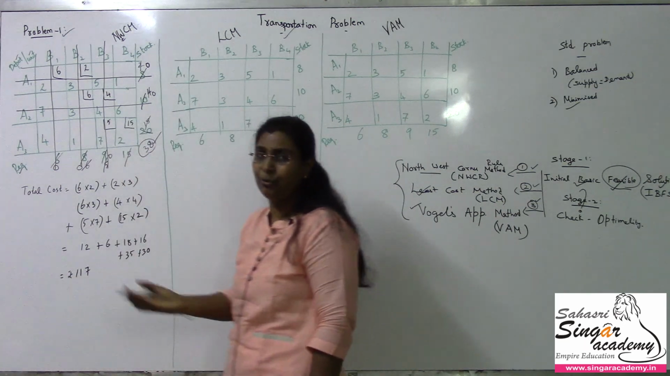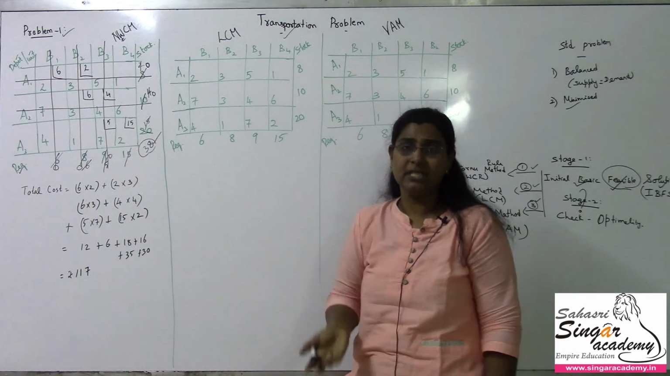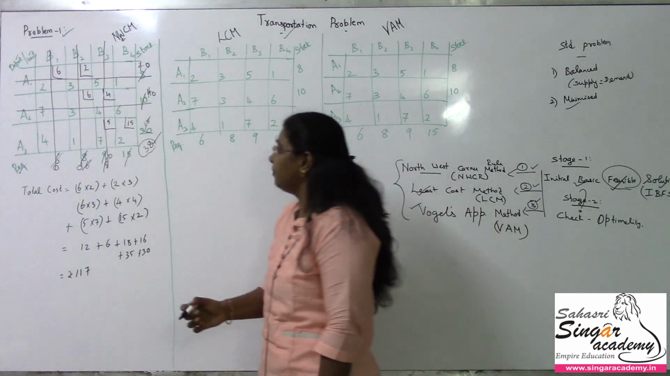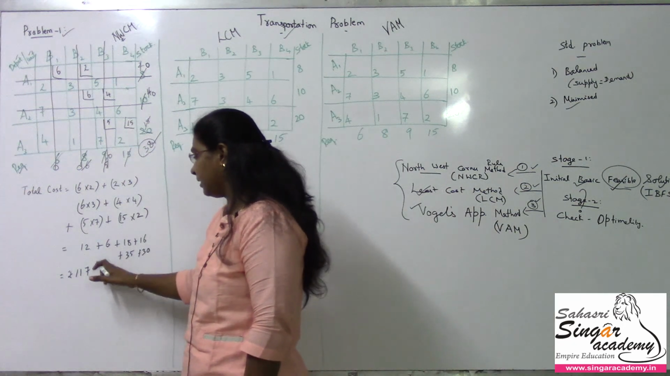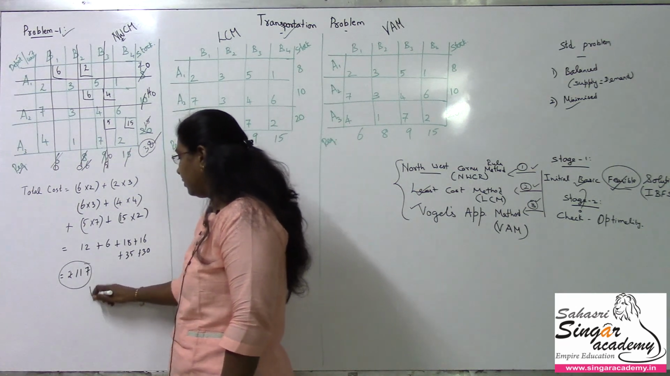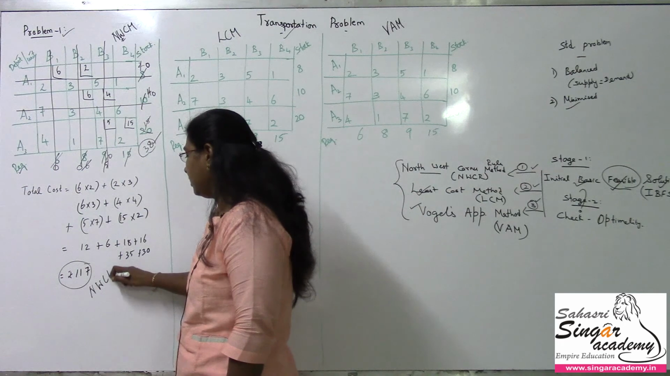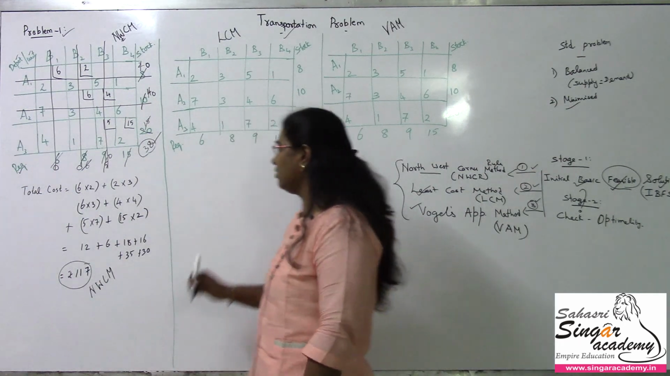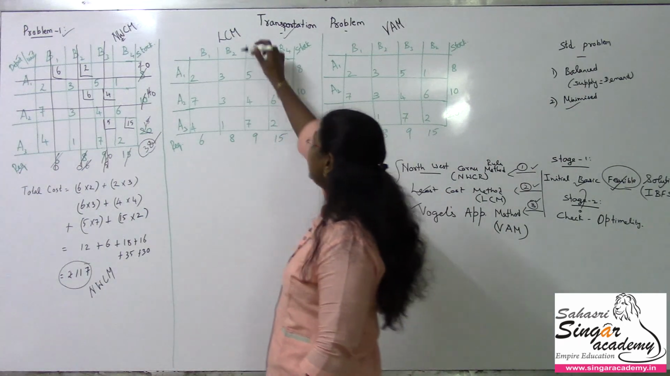Please check whether it's given in rupees, just rupees, or rupees in thousands, or rupees in lakhs, whatever it is. I have not mentioned anything, so I am just taking this as 117 rupees, right? So 117 rupees is the value with respect to the northwest corner method. Is it okay? Now let us work out the same problem using the least cost method.